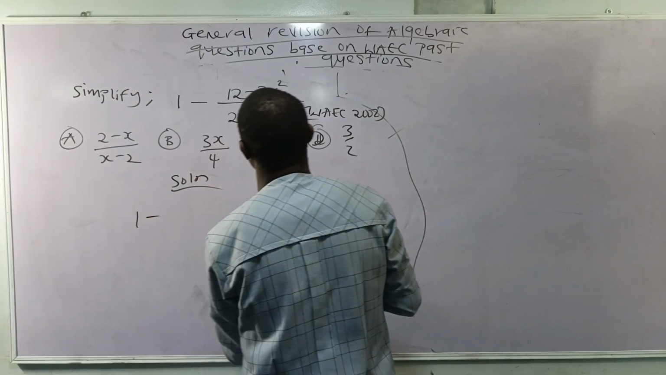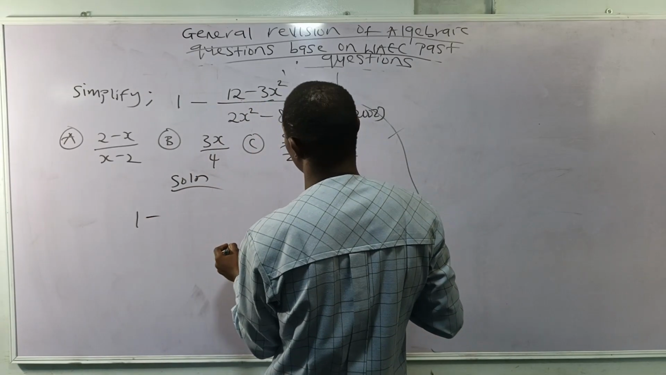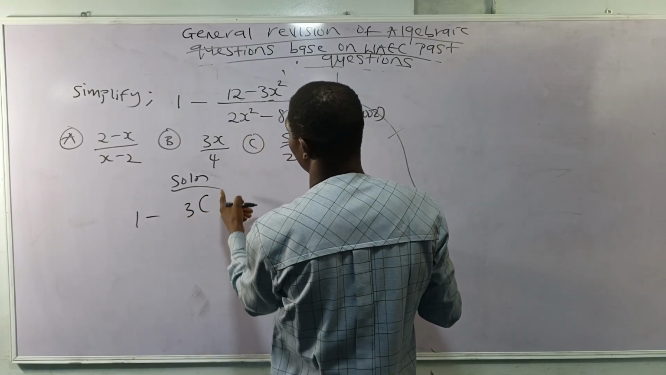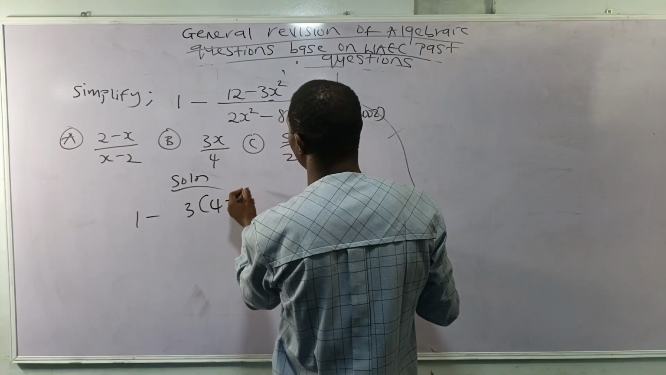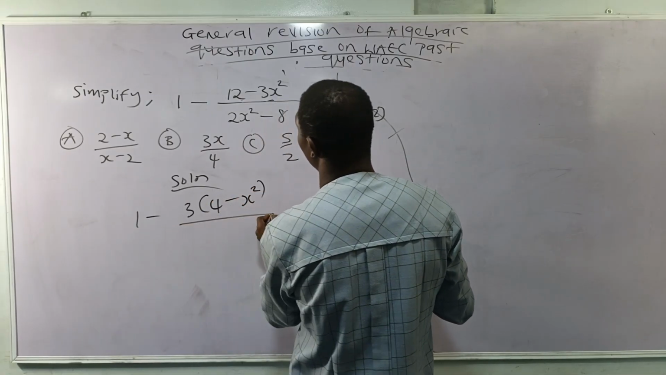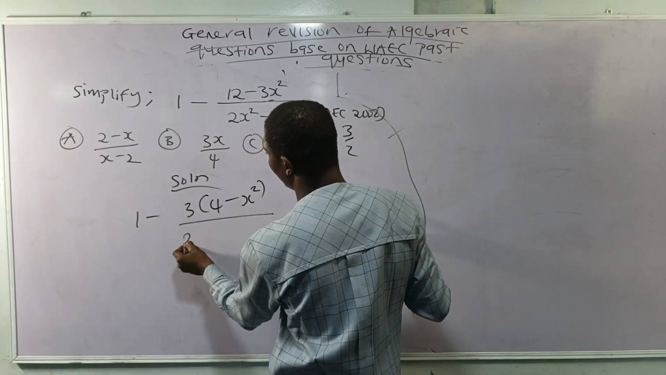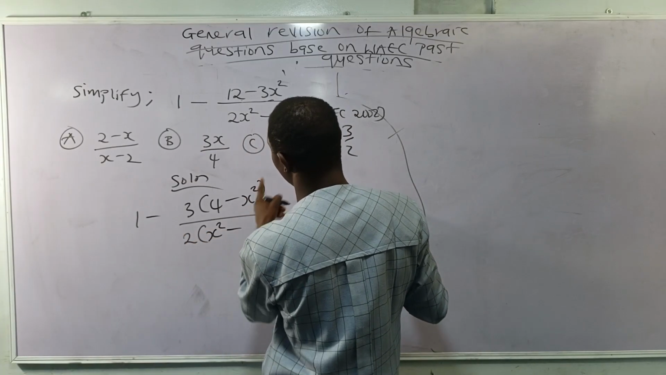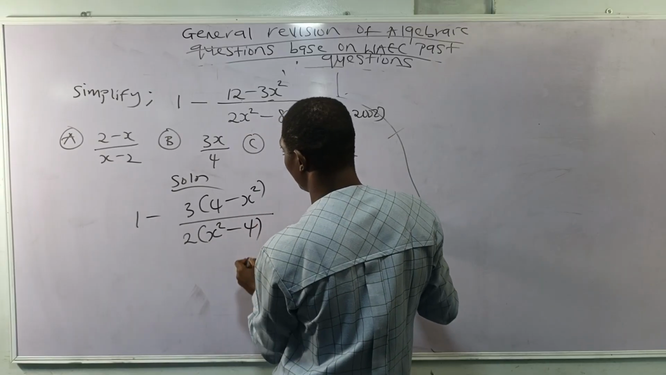So we have 1 minus, what's common here is 3. If I bring 3 out, this will give me 12 divided by 3 is 4. Minus 3x squared divided by 3 will give me x squared, all over. What's common here is 2. I'll have in brackets 2x squared divided by 2 will give me x squared, and 8 divided by 2 will give me 4.